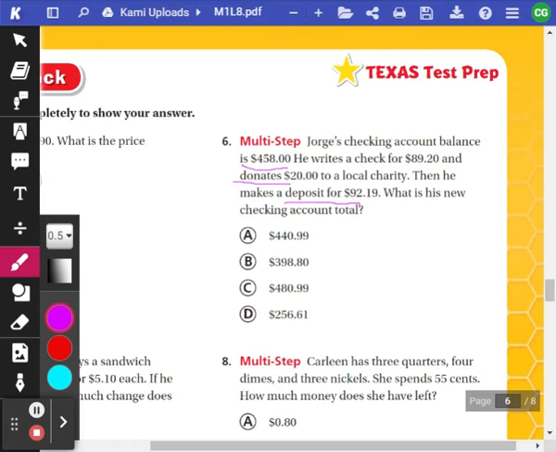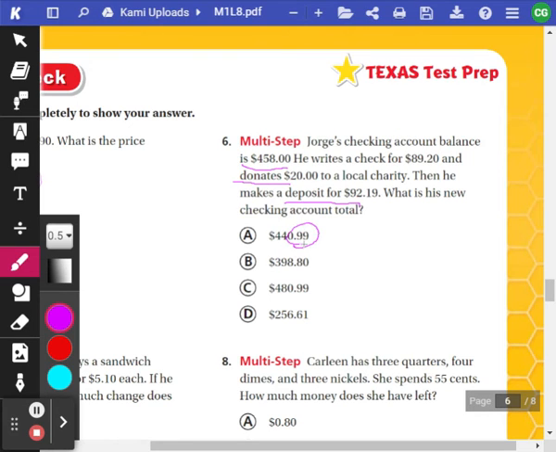I'm just going to take out an additional $20 from his account. So this is 8. 6 minus 2 is 4. So he's left with $348.80. And then he makes a deposit of $92. Oops, nope, $92.19. Thought I just erased that. It's 99. So excuse me, 99.